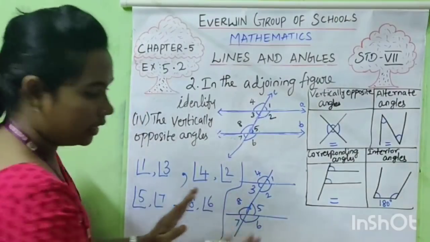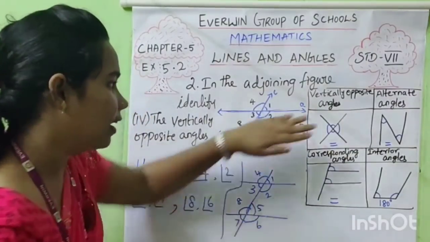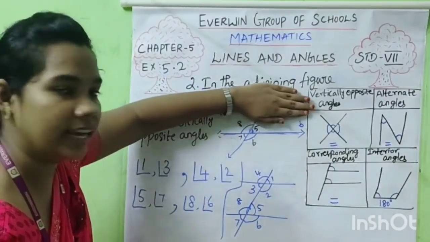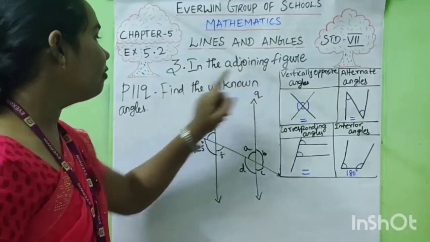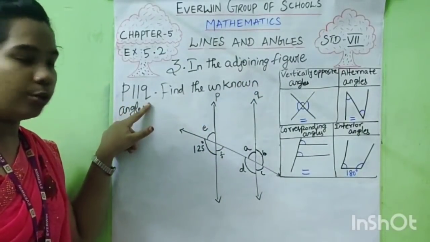Clear, children? See, the same picture I have drawn, but I have hidden first this and then next I hid this, right? Third problem, children. In the adjoining figure, P is parallel to Q.